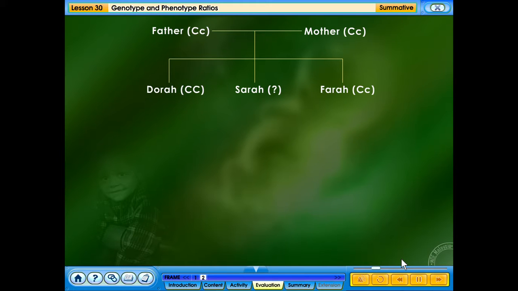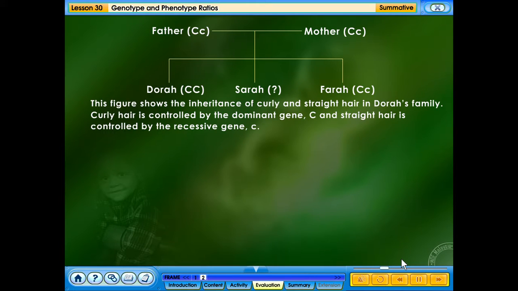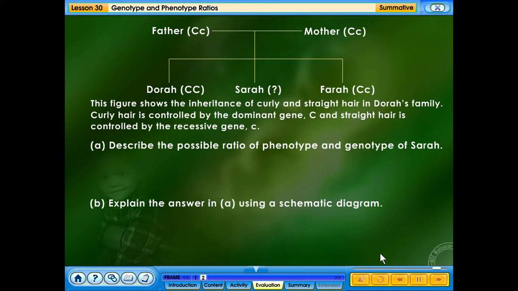This figure shows the inheritance of curly and straight hair in Dora's family. Curly hair is controlled by the dominant gene, capital C, and straight hair is controlled by the recessive gene, small c. A. Describe the possible ratio of phenotype and genotype of Sarah. B. Explain the answer in A using a schematic diagram.